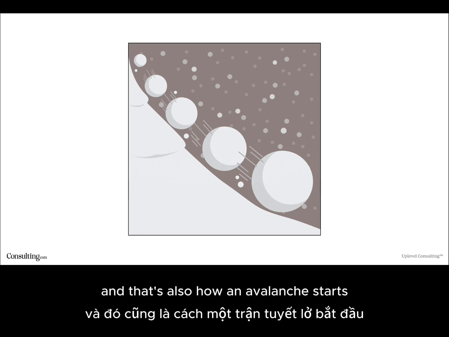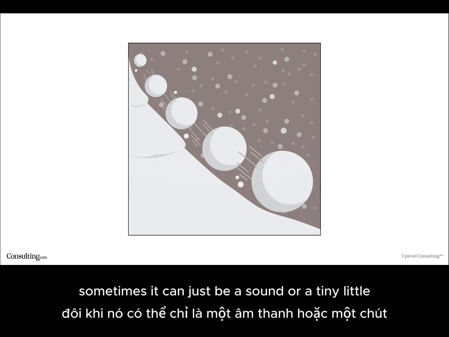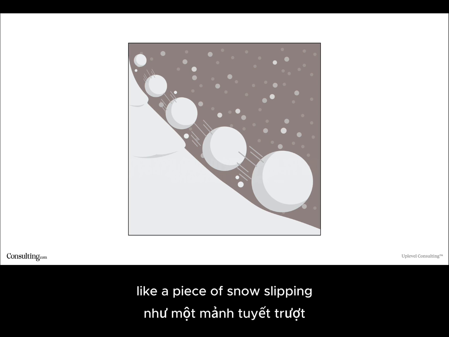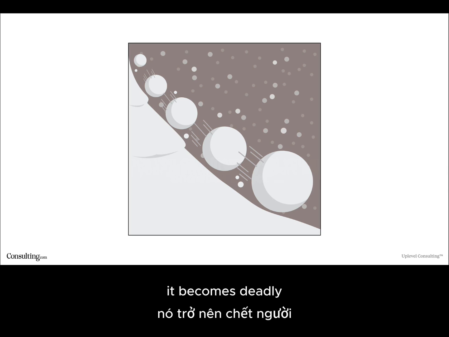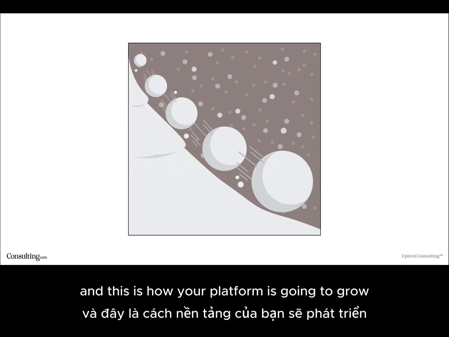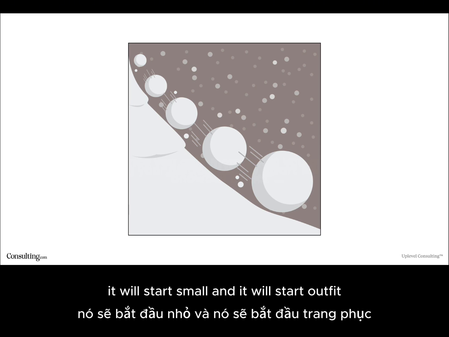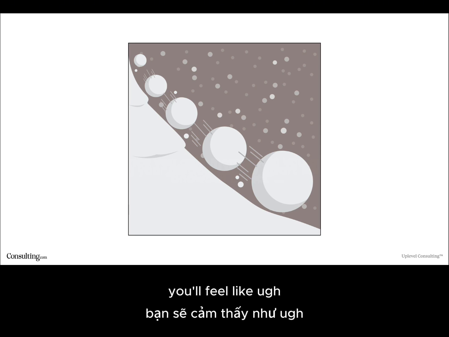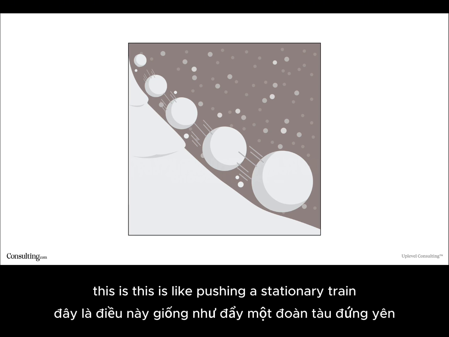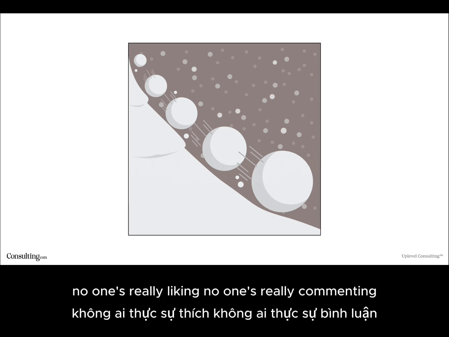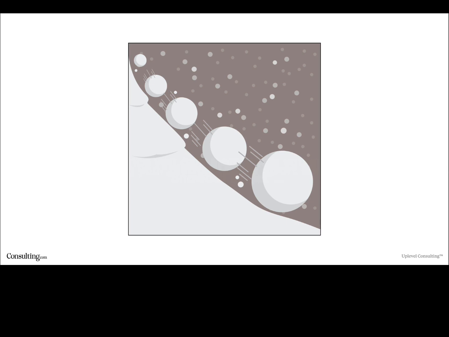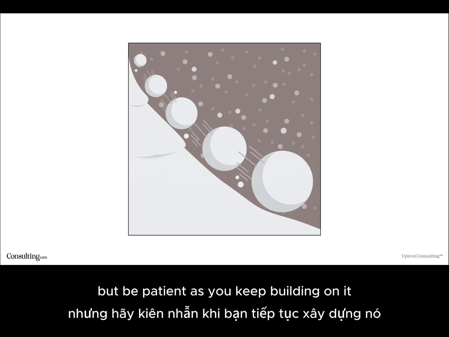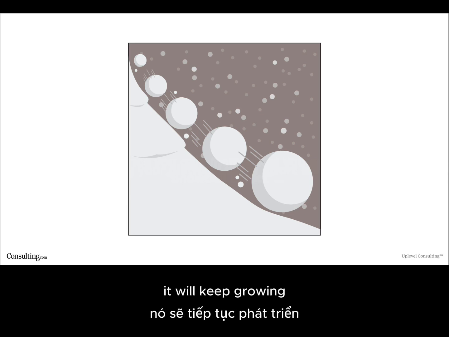And that's also how an avalanche starts. Sometimes it can just be a sound or a tiny little piece of snow slipping, and then as that avalanche gains more momentum, it becomes deadly. And this is how your platform is going to grow. It will start small, and when you're starting to build it, you'll feel like, oh, this is like pushing a stationary train. No one's really liking, no one's really commenting. I'm definitely not getting clients from this. But be patient. As you keep building on it, it will keep growing.